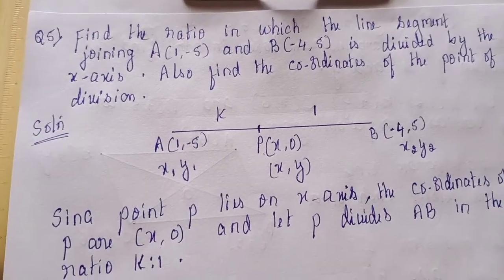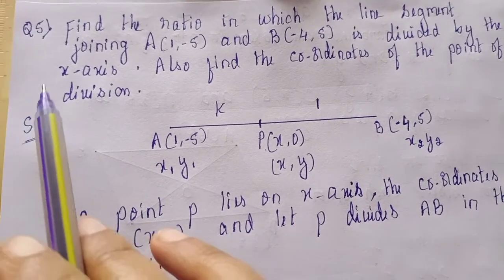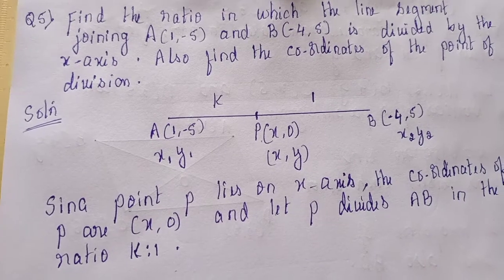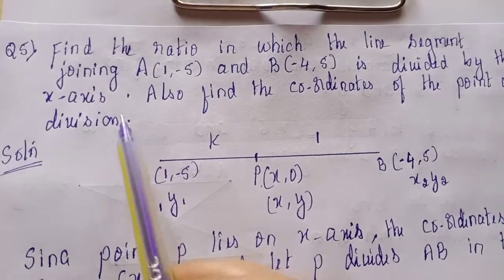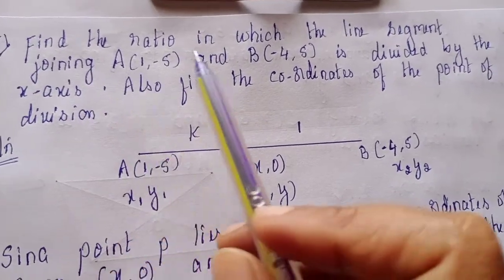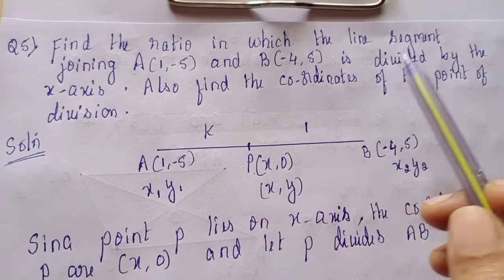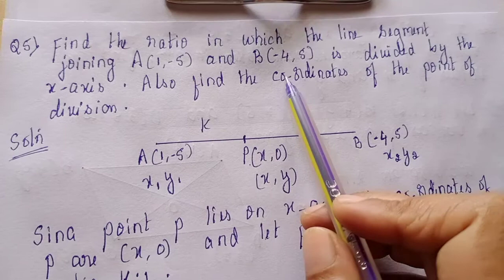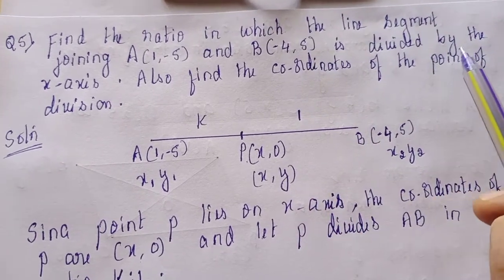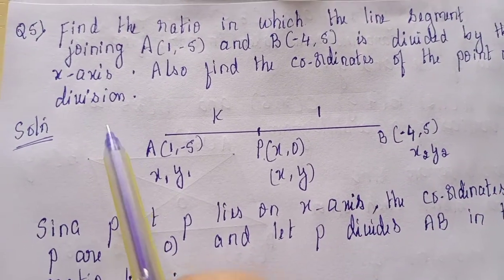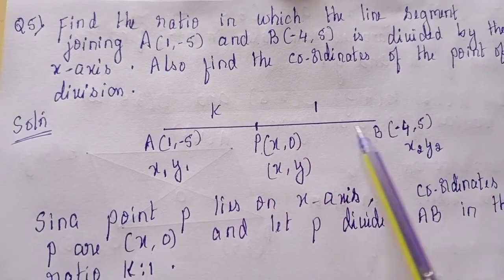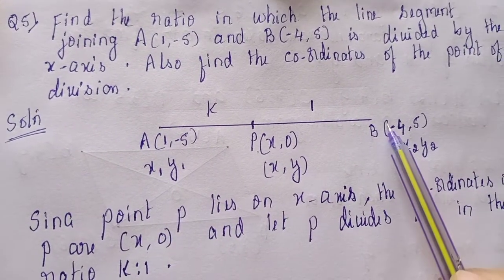So now in this video let me continue with question number 5 and along with this with similar example 9 I am going to explain. So what does question number 5 tell? Find the ratio in which the line segment joining (1, -5) and (-4, 5) is divided by the x-axis. Joining A and B means it is a line segment, that is AB is the line segment.